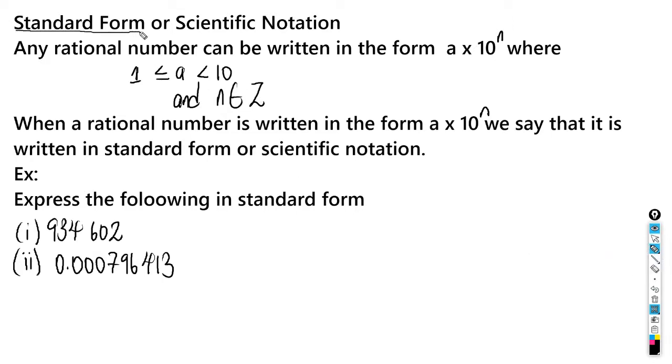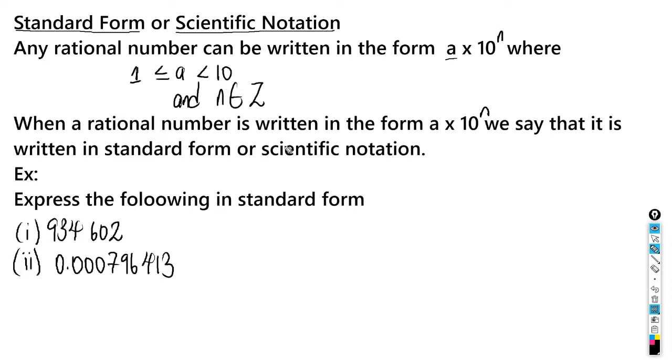So today we're going to be looking at standard form or scientific notation. These terms mean the same thing. Standard form is scientific notation. It says any rational number can be written in the form a multiplied by 10 to the n, where a is between 1 and almost 10.